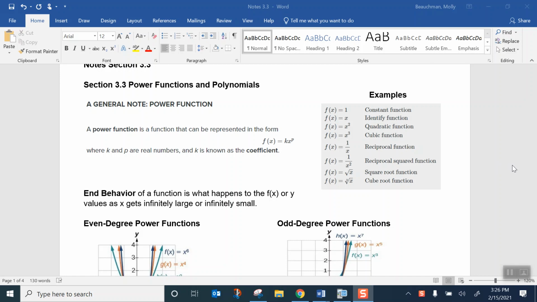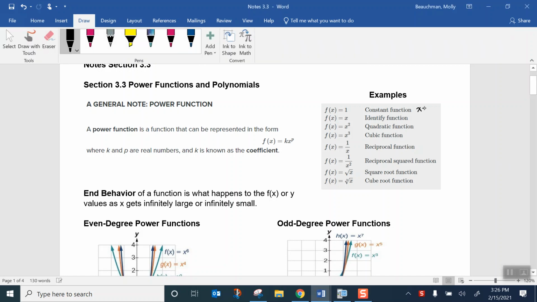Some examples of power functions that you've worked with already are the constant function. We have f of x is equal to 1. You could think of that as being x to the power of 0. F of x equals x to the 0. And then powers of x, x to the power of 1, 2, 3. And then what about f of x equals 1 over x, the reciprocal function? We can rewrite that as x to the power of negative 1, so that's what makes it a power function.